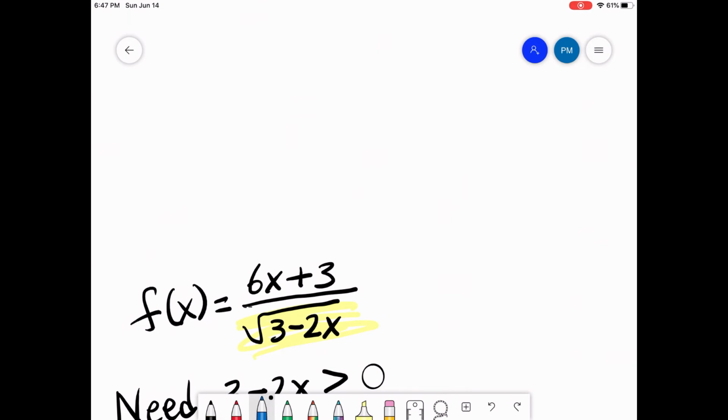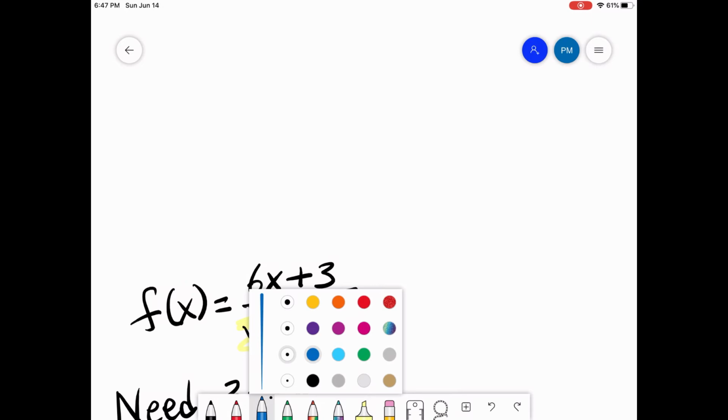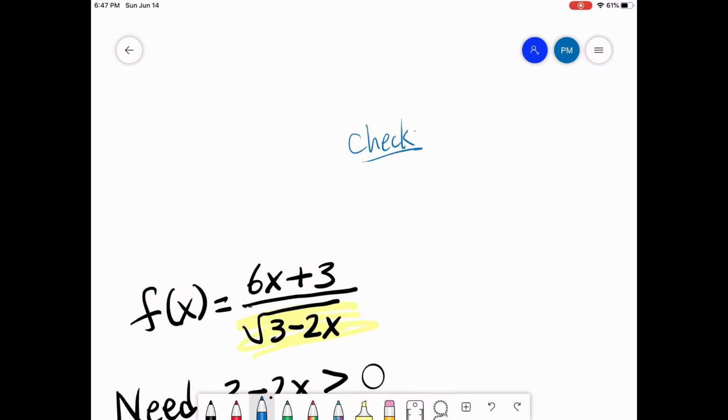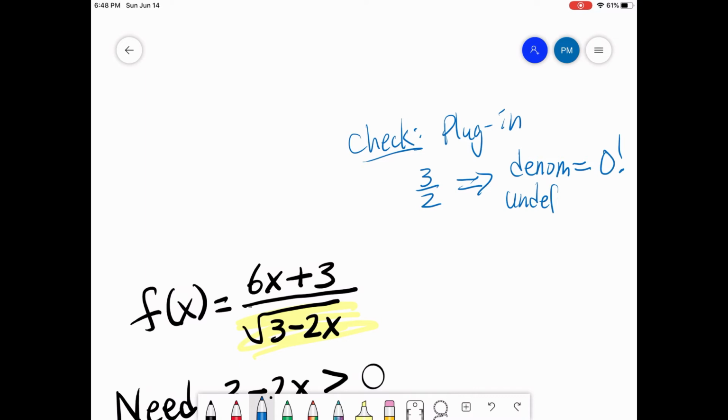So basically you want to test points: a number greater than 1.5, a number that's exactly 1.5, and a number less than 1.5, because that's the boundary of your inequality. If you plug in 3/2, which is right at the boundary, notice that will cause the denominator to equal 0, because in effect you're taking the square root of 0, which is 0. So that's a problem there. That causes undefinedness.